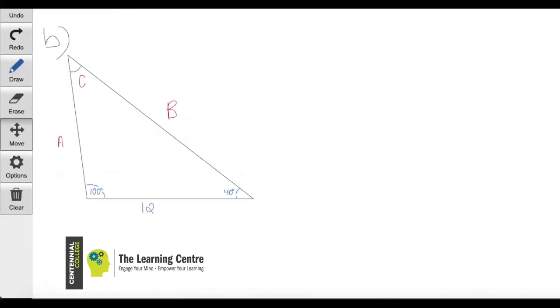Once again, we have our drawn triangle right here, and this time we have been given 2 angles, and so we can solve for big C pretty easily. We do this by simply subtracting both numbers from 180 degrees to give us 40 degrees.